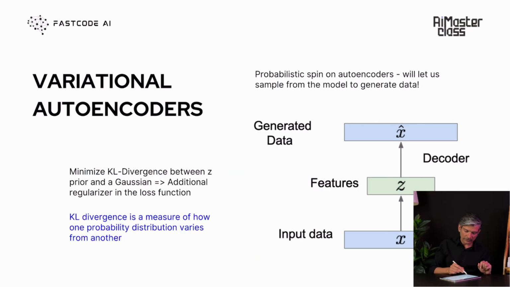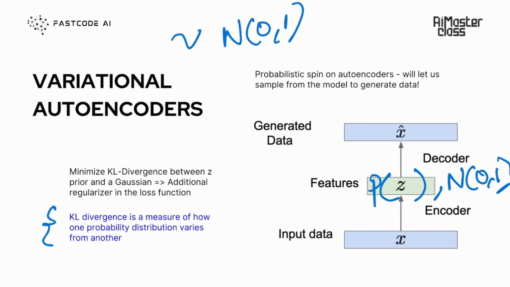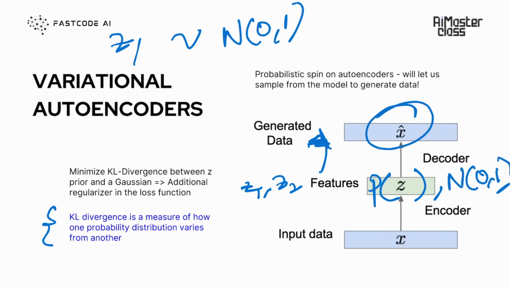And why are we doing this? We are doing this because KL divergence is a measure of how one probability distribution varies from another. So how is P of X varying as compared to our normal distribution? Once we have done this, then we know how to sample from a unit Gaussian, right? And if we know how to sample Z's from here, that means we can sample as many Z1, Z2 as we want, and then we do not throw away the decoder, right? We use the decoder, and the decoder can then generate new samples for us.